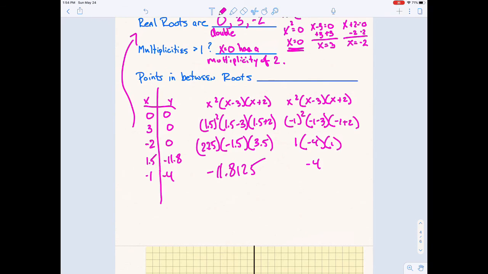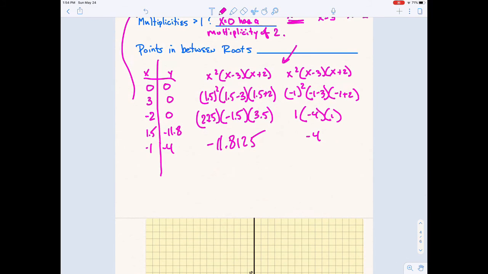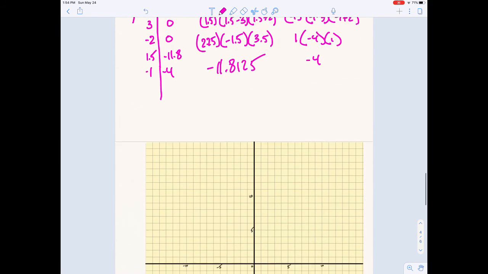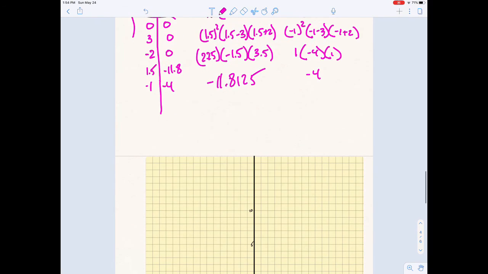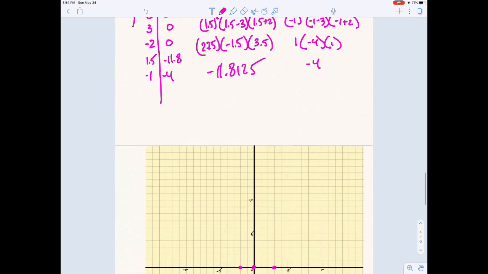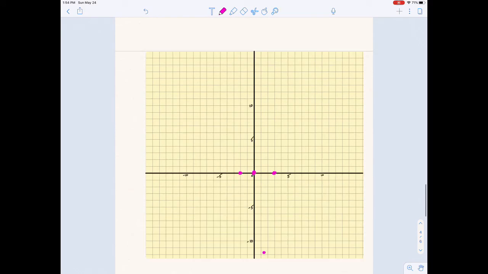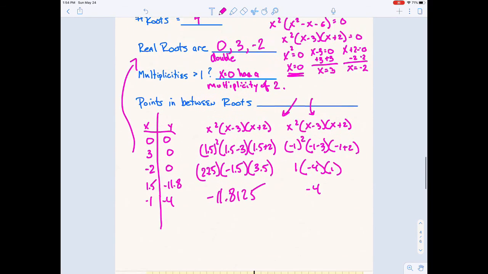There we have our table of values. 5 values should be enough to get us going. Points between the roots, we have 2 different points that we found. So let's graph these things. 0, 0, 3, 0, -2, 0. And the 2 points we just found, 1.5 and about -11.8. Now I rounded that off, of course, but 1.5 and -11.8 is probably about down here somewhere. And what was the other one? -1, -4 is here.